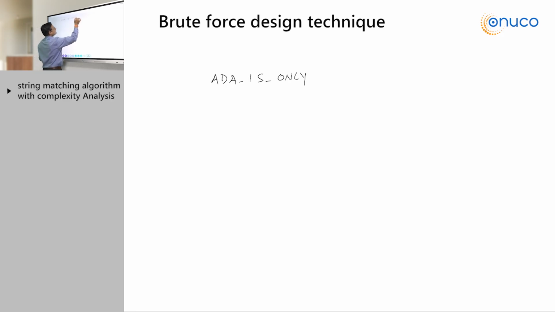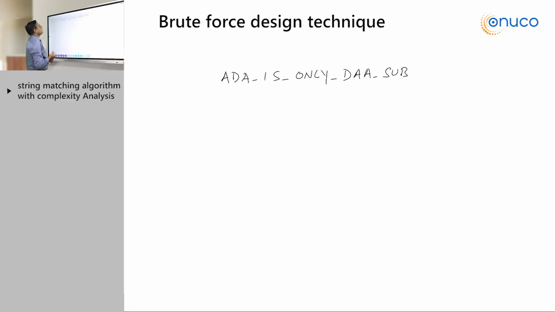ADA is only... da. Okay, here we have a da. Look, 0, 1, 2, 0, 1, 2, 3, 4, 5, 6, 7, 8, 9, 10, 11. Now we are comparing this and this. It is not matching. So now da we have shifted here, right?